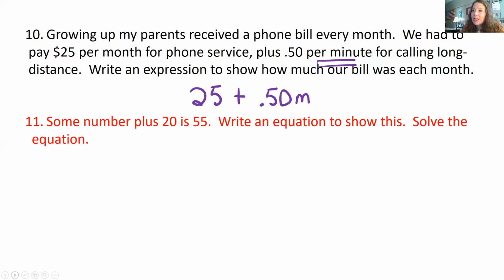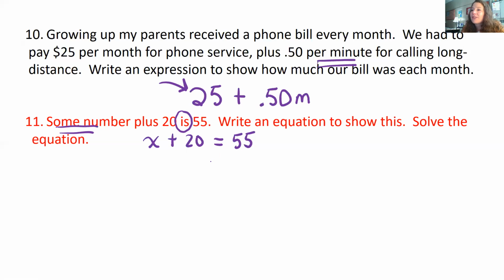All right, number 11. Some number plus 20 is 55. Some number. What number? I don't know. Some number plus 20 is 55. So "is," every time you see that word, that's an equal sign. Well, guess what we just wrote? Here we wrote an expression, but what did we write on number 11? We wrote an equation, I should say.